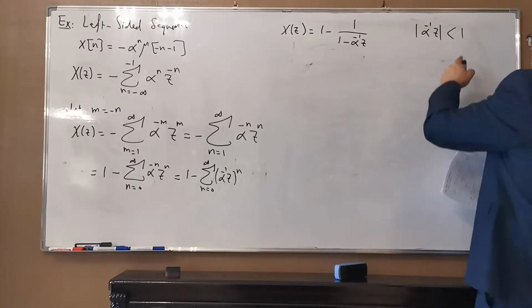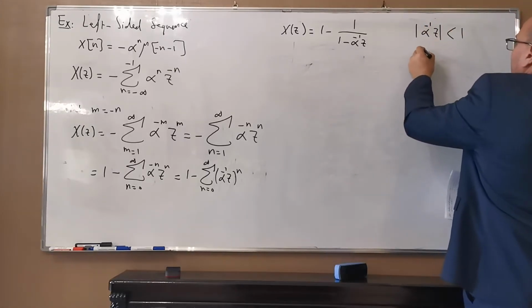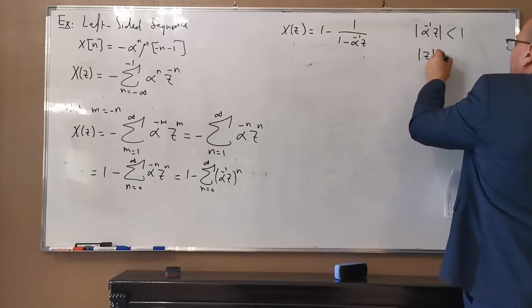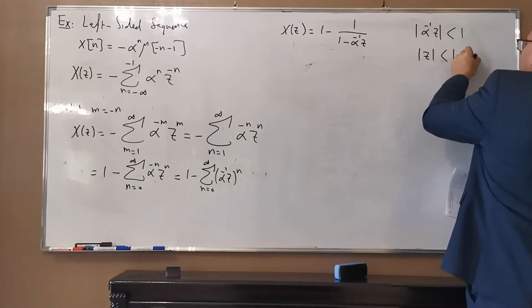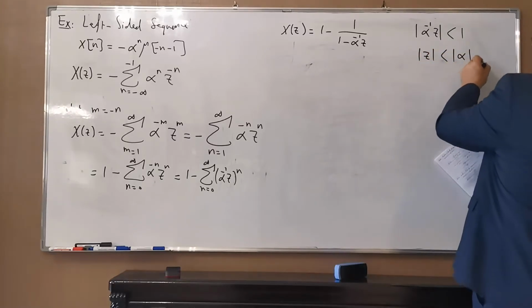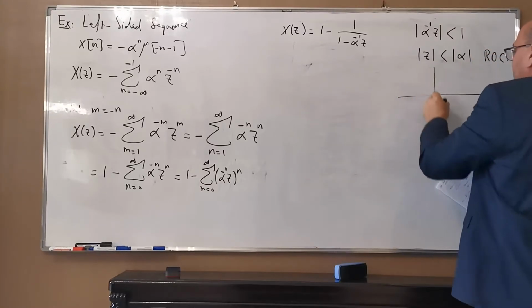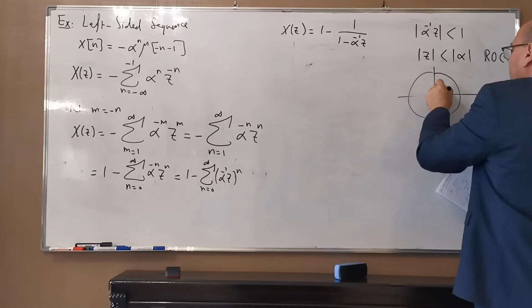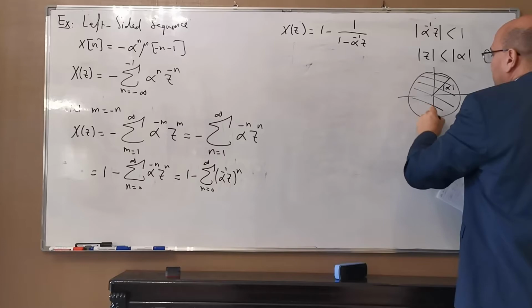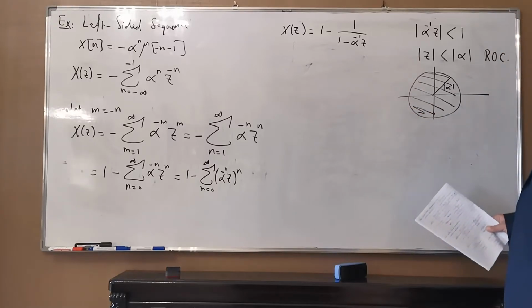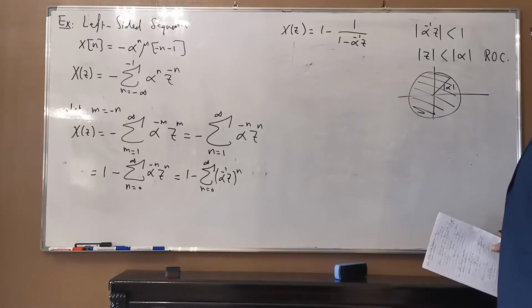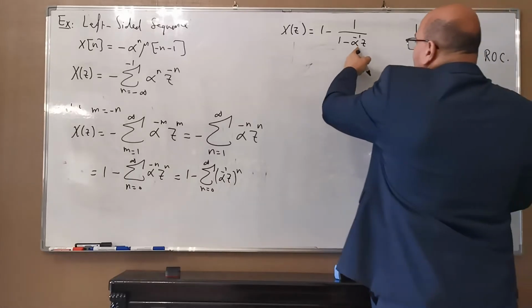So if we take this value, the magnitude of z is less than the magnitude of alpha. This is our ROC. The region of convergence is here, and this is the magnitude of alpha, and this is our ROC. The region of convergence is inside the circle, not outside the circle in this case.